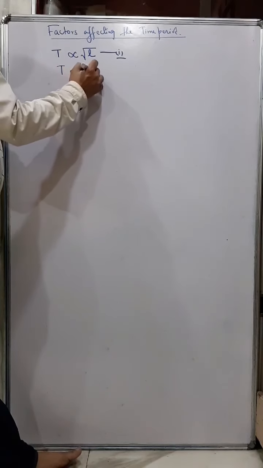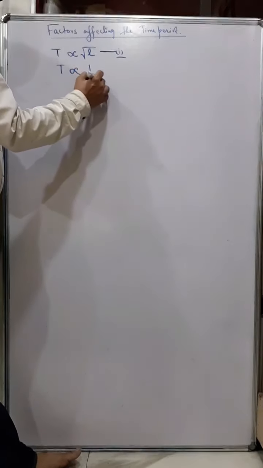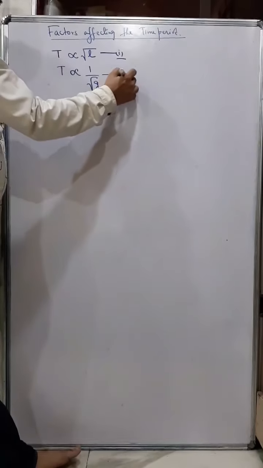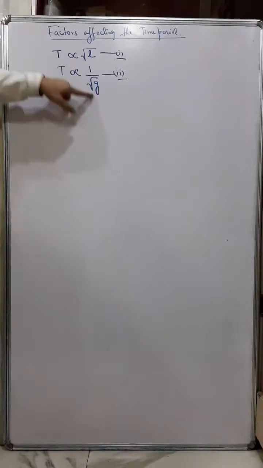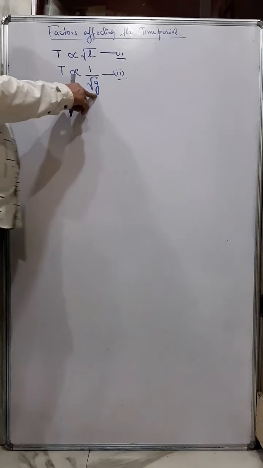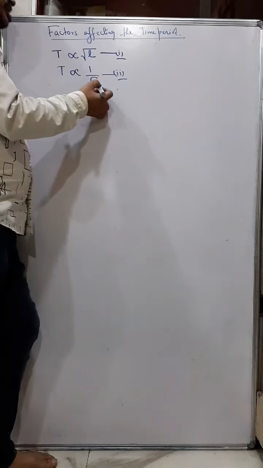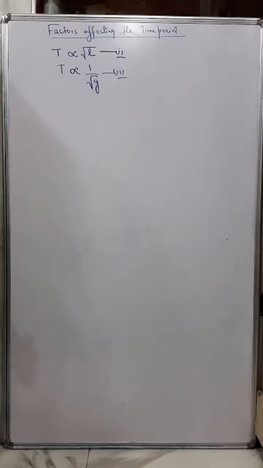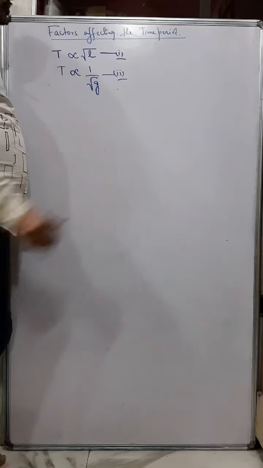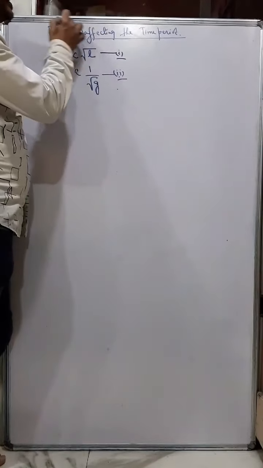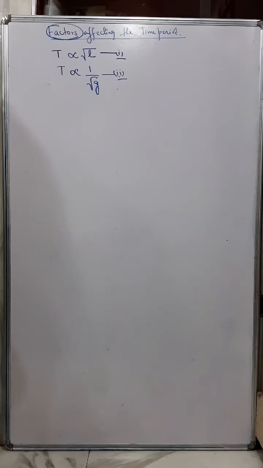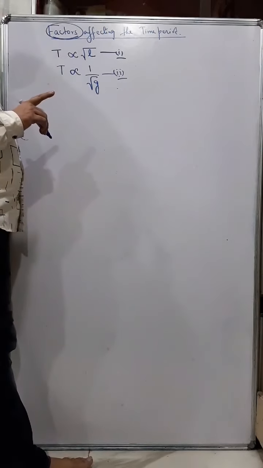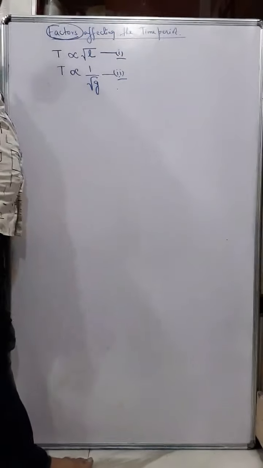Next, time period is also inversely proportional to the square root of the acceleration due to gravity of that place. So that means it is inversely proportional: the higher the value of g, the lower will be the time period, and vice versa. So these are the two factors on which the time period depends. Remember, the time period does not depend on any other factor. I can only change the time period of a pendulum if I change the effective length of the pendulum.